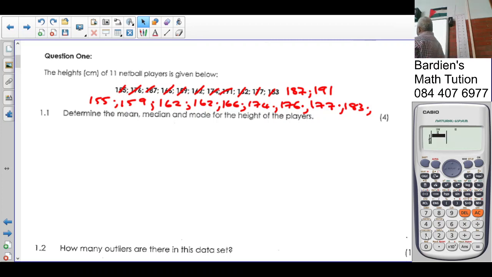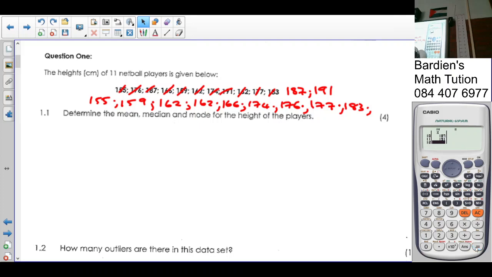Okay? So to enter this in the calculator, your data doesn't have to be ordered. But I'm going to enter it as I got it here. So it's 155, 159. Can someone just read the values out for me? 162, yes. 162. 166. 174. 176, 177, 183, 187, 191.